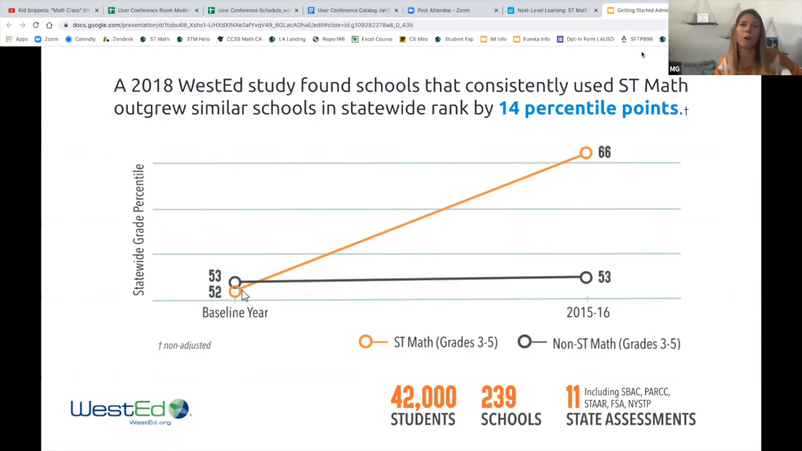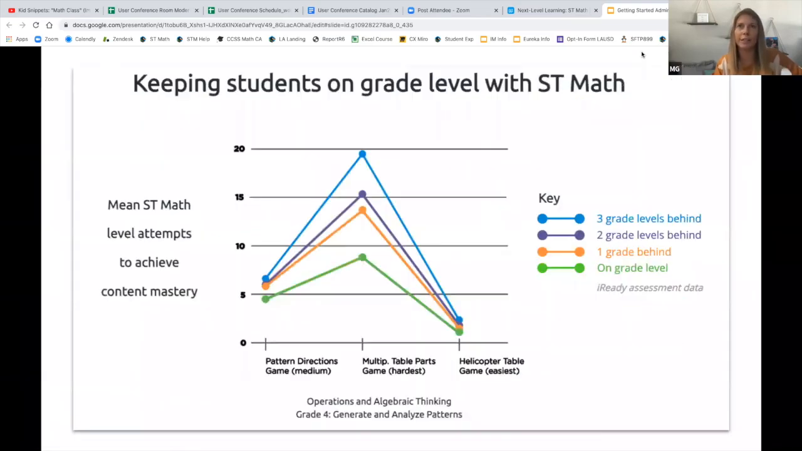And again, this is just one particular study that I'm calling out, and we have much more data if you'd like to see it. Another thing in terms of building GG culture is I just want to keep this recommendation out there. And again, you can hear more about this in other sessions, but we always recommend that students stay on grade level with ST Math.